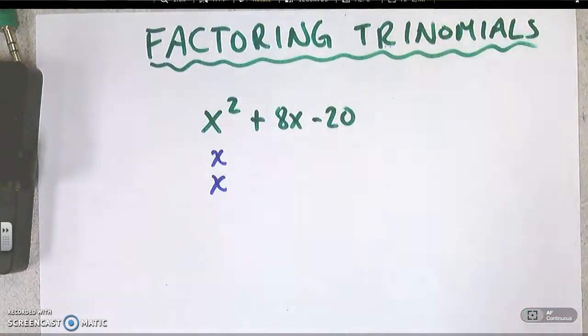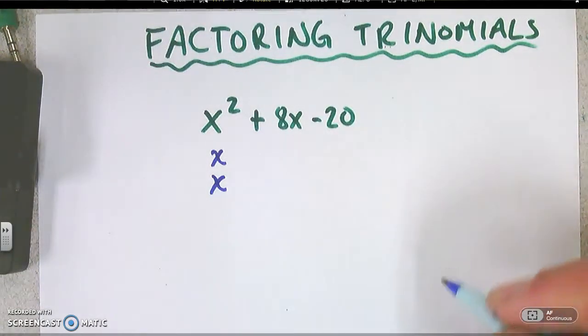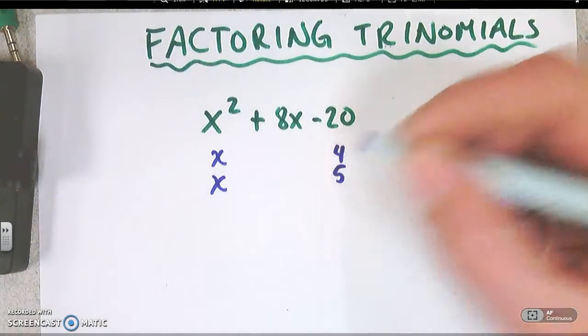Now the factors of 20, there's a couple of them. You could have 4 and 5, you could have 1 times 20, or you could have 2 times 10. Now we need the combination that's going to give us an 8 in the middle. So right off the bat, I'm not even going to bother writing down 4 and 5. Or actually, I take that back. Let's go ahead and write down 4 and 5, but let's see why it wouldn't work.